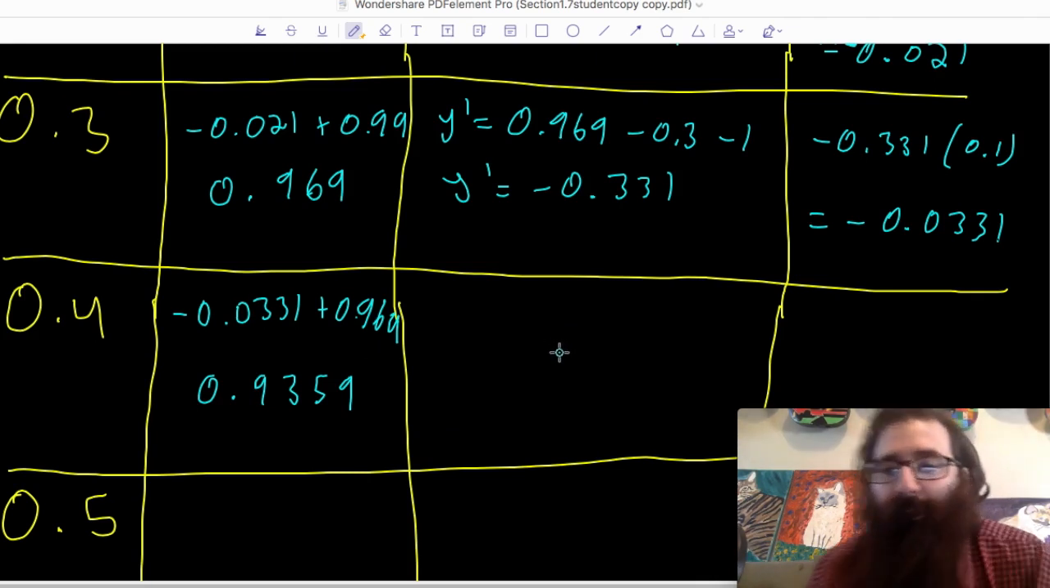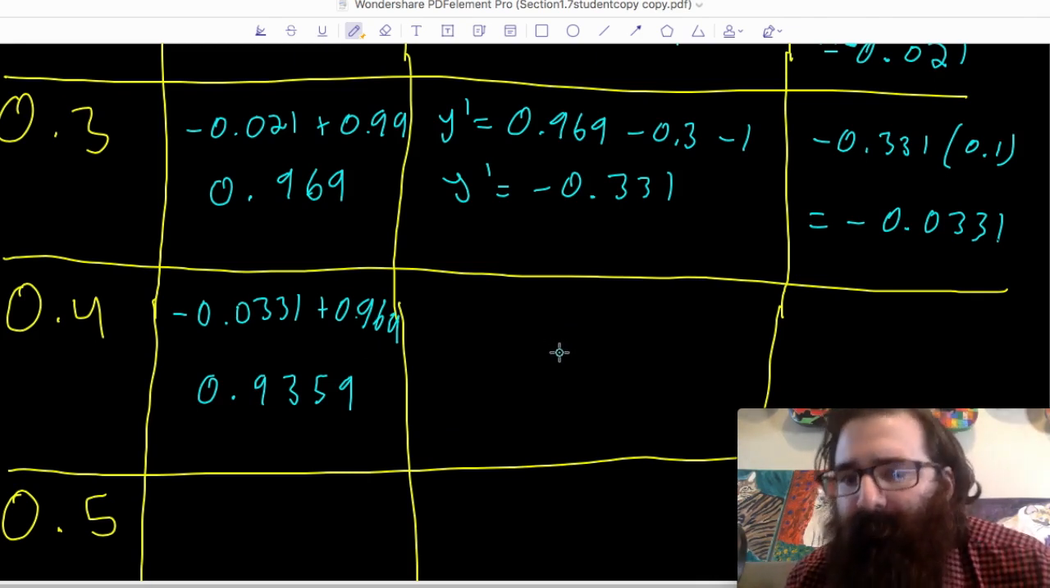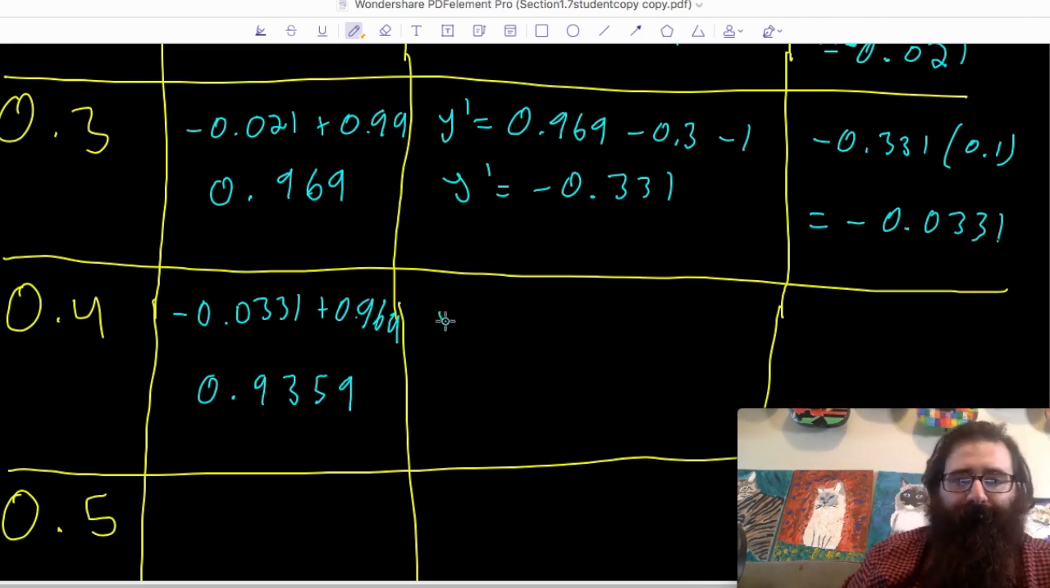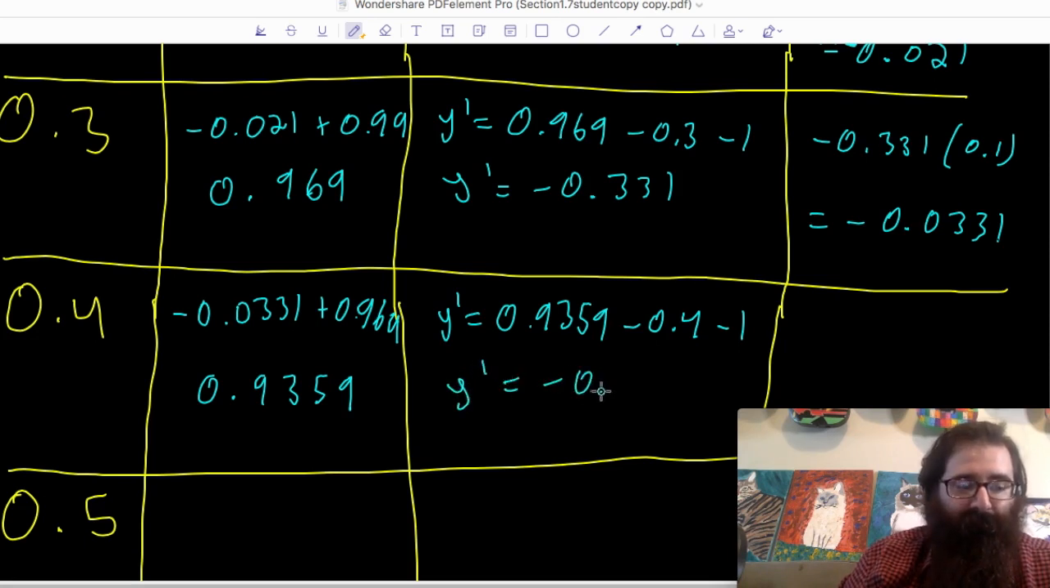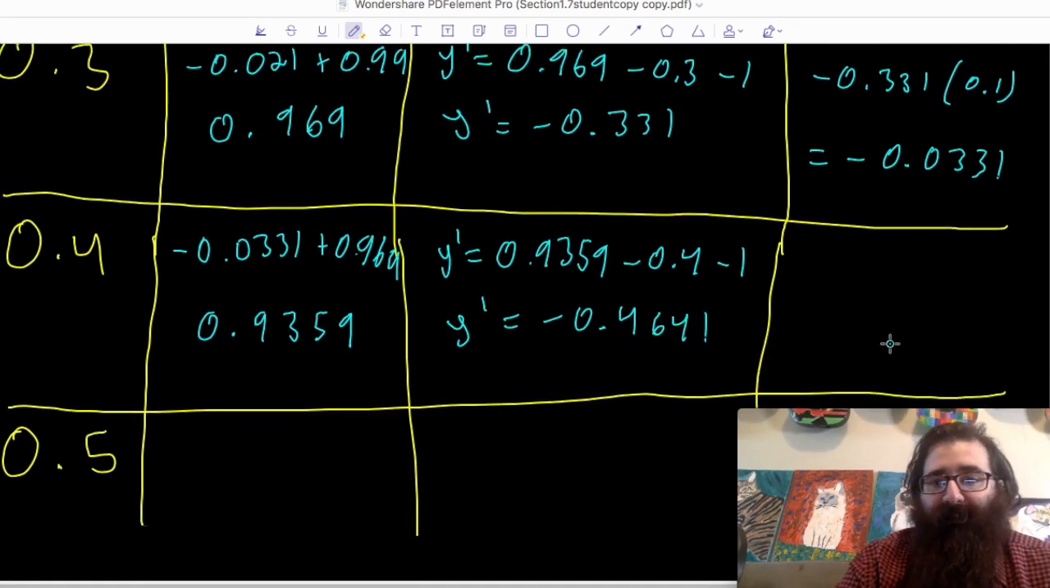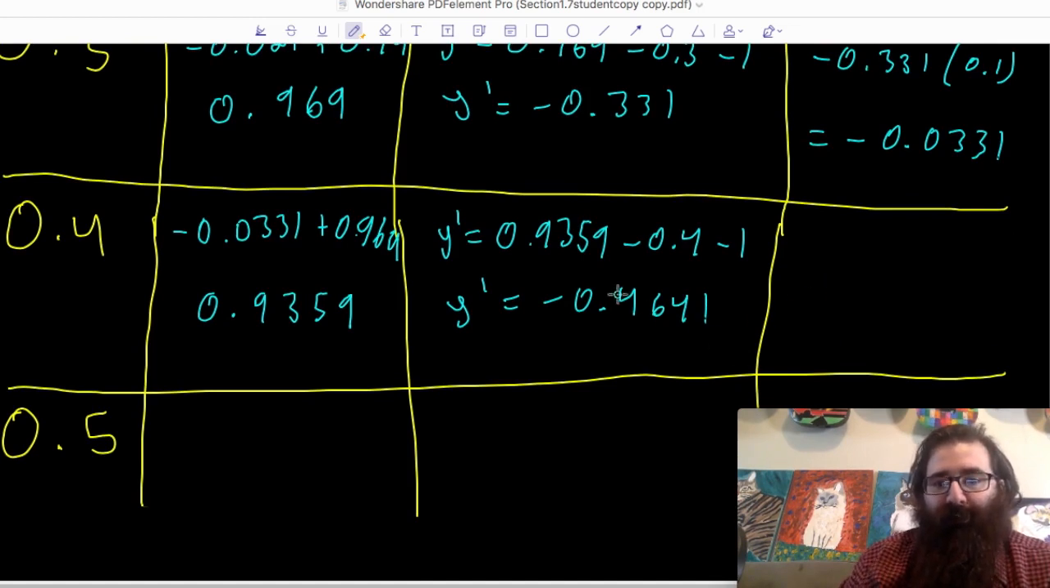One more go of it. Are you ready? Let's jump right in. So y prime is y, which is 0.9359, minus x, which is minus 0.4, minus 1. If I go ahead and evaluate this here for y prime, we're going to get negative 0.4641. And multiplying this by h, which is 0.1, we know what it's going to do. It's just going to move that decimal over one spot, so negative 0.04641.